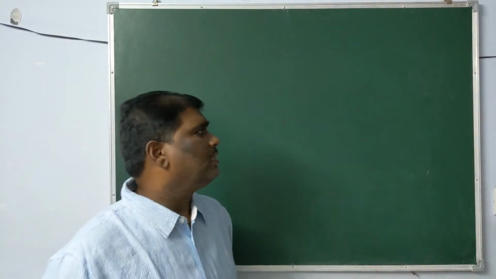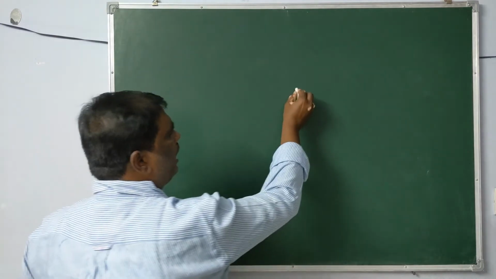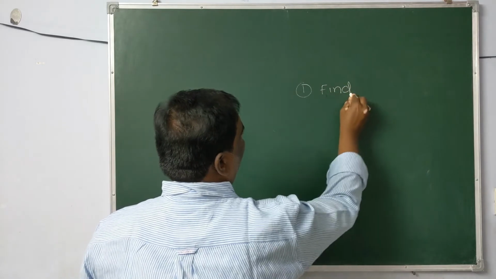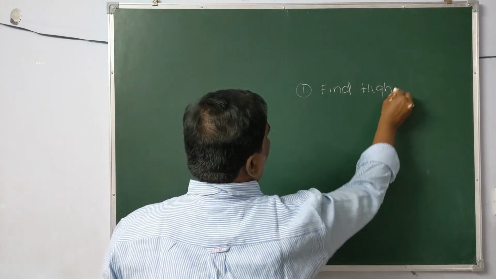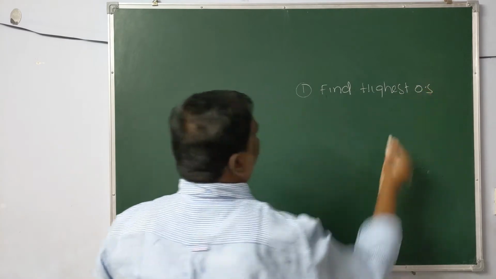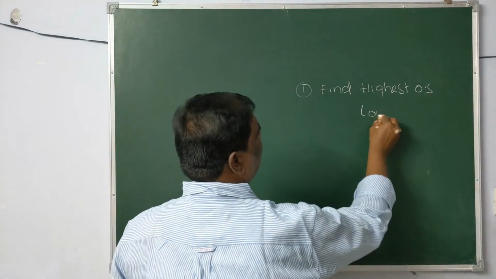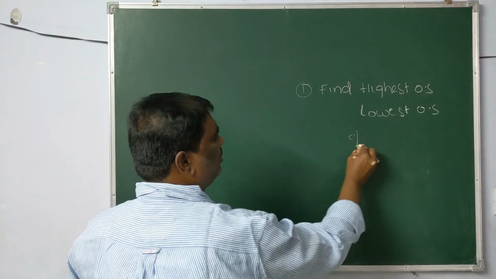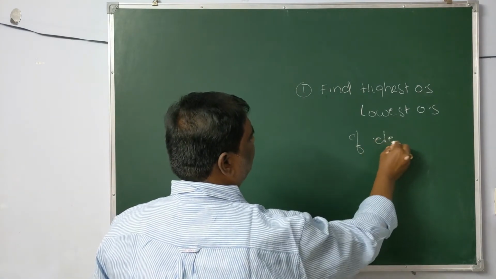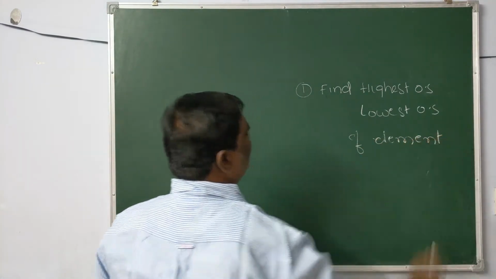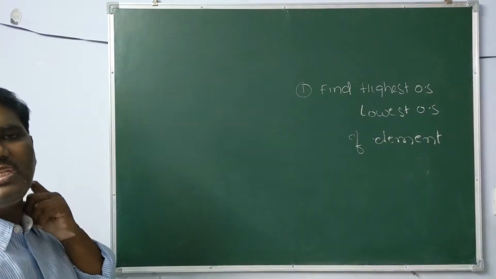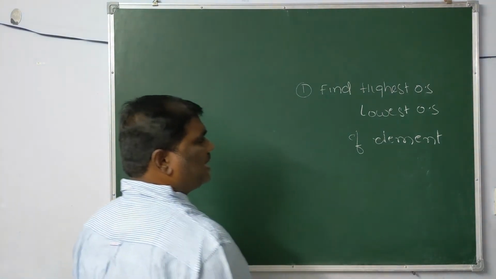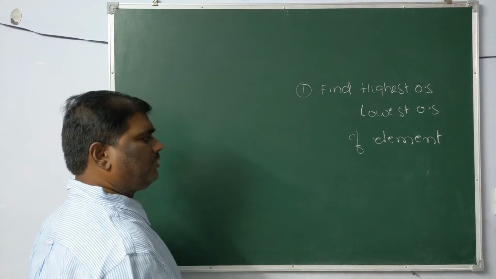For this, step 1 is we have to find out the highest oxidation state and lowest oxidation state of an element. This is the first step we have to follow. Now, how can we find the highest oxidation state and lowest oxidation state?